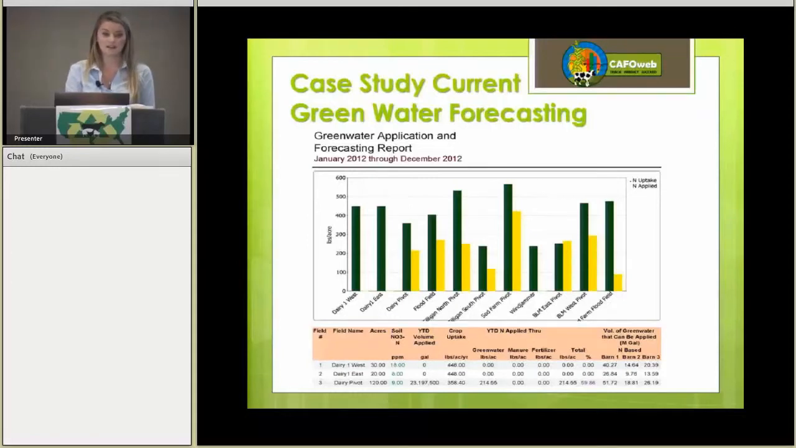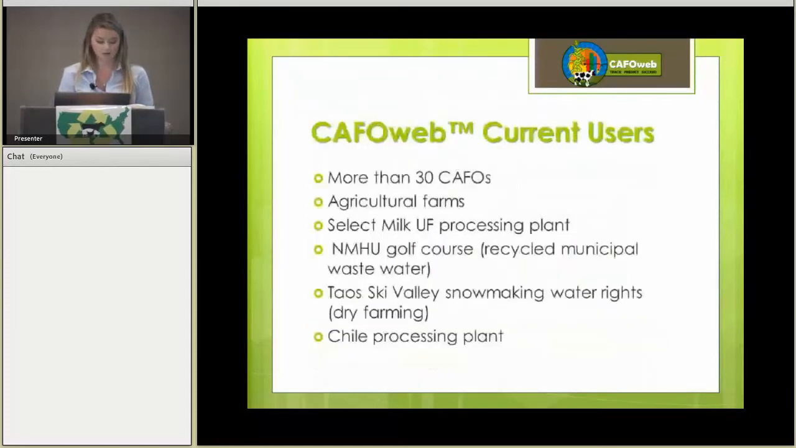Almost none of the fields were over-applied. Only one, the BLM East pivot, was slightly over-applied, and you can see that with the yellow bar only being slightly above the green bar. So he was able to make real differences on his fields using this program.